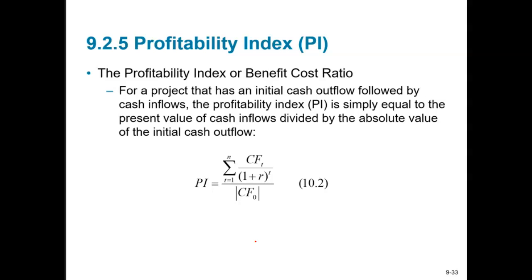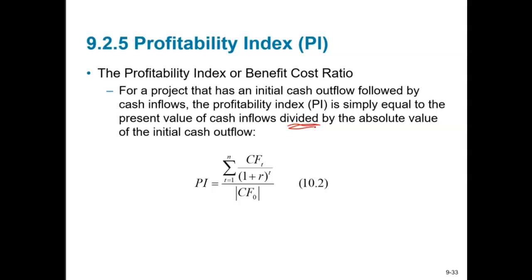Okay. So for a project that has an initial cash outflow followed by cash inflows, the profitability index is simply equal to the present value of cash inflows divided by the absolute value of the initial cash outflows. In the case of NPV, we were subtracting. Here we are dividing. Okay.